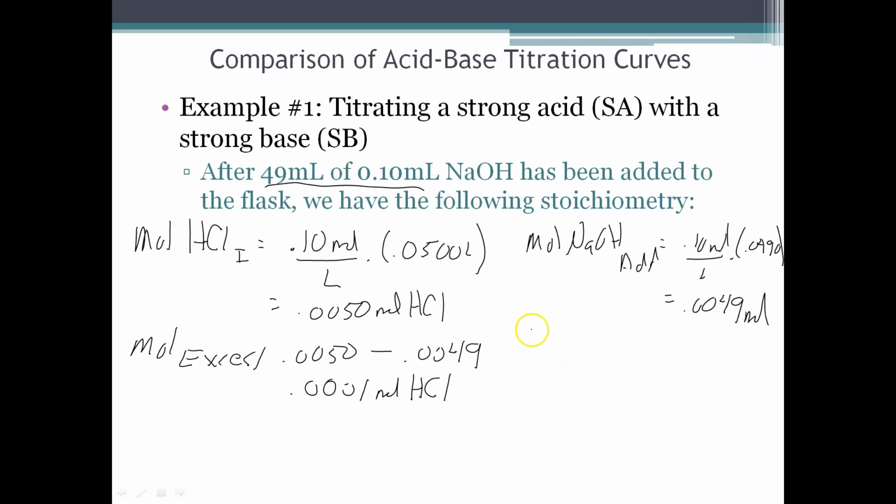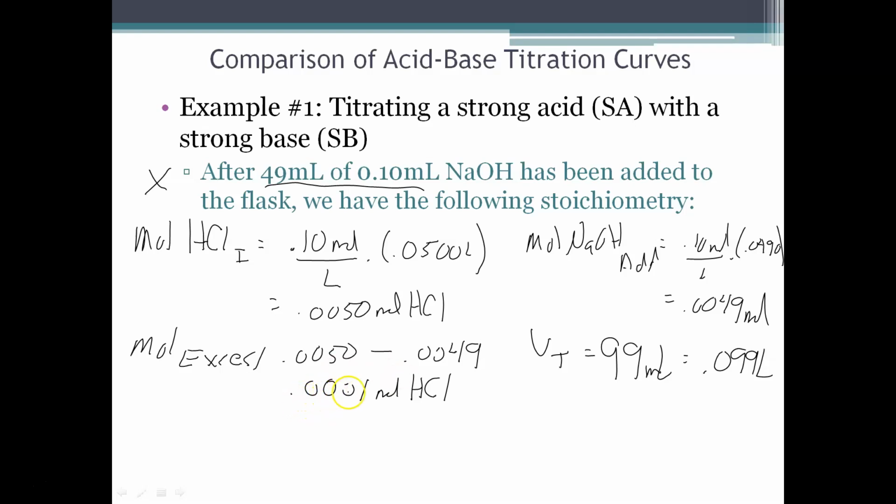Now, my total volume of solution in my flask. Remember, I had 50 mils of HCl to start. I added 49 milliliters of NaOH. That gives me 99 milliliters of solution so far, or 0.099 liters. All right. So what I want to do now is figure out what's my hydrogen concentration. I want to know what my pH level is at this point in my titration. Okay, we're going to compare it to what the pH level was to start with.